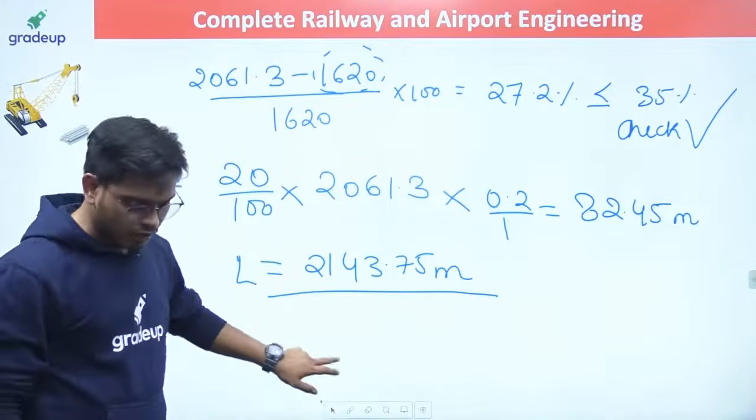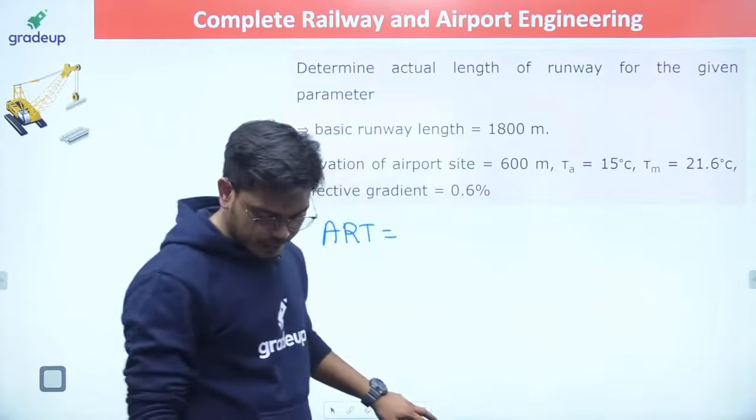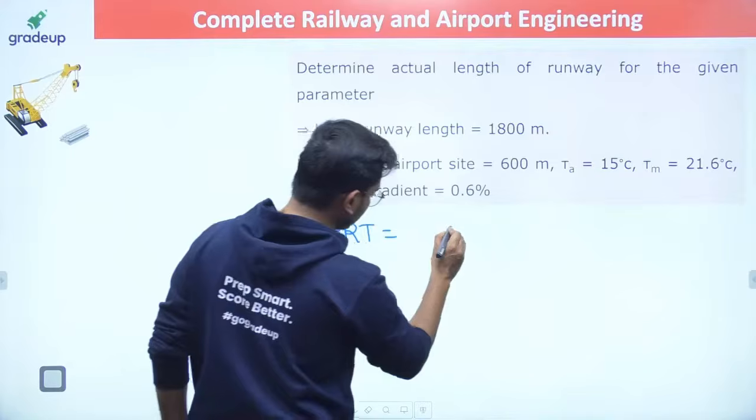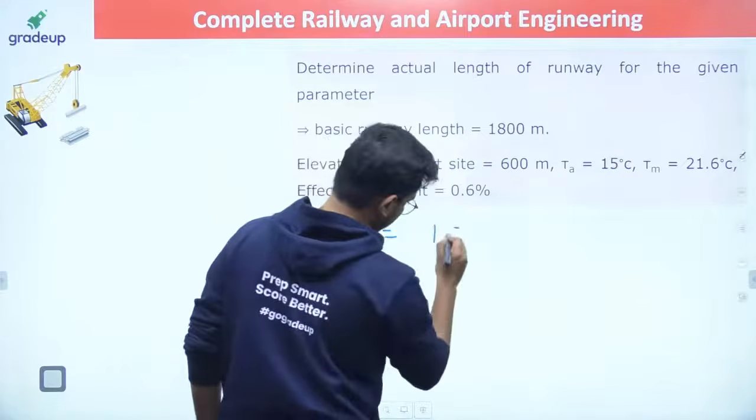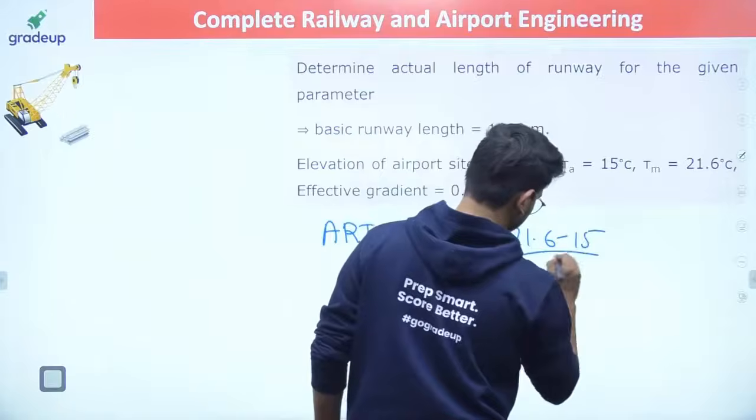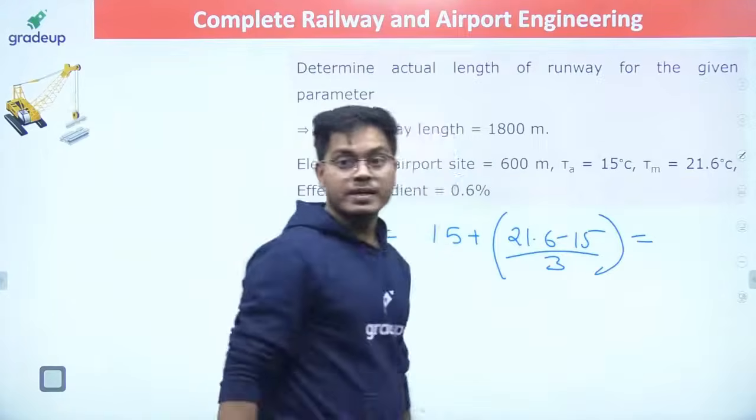Okay. Now the value of ART will be how much from here? It will be 15 plus 21, and this will be 17.2.